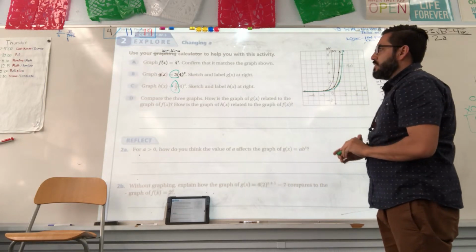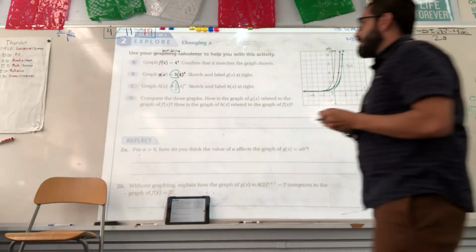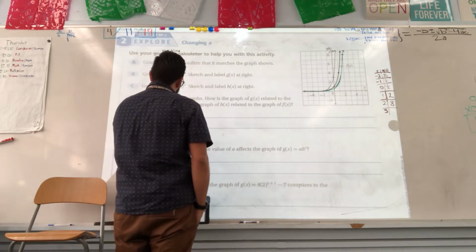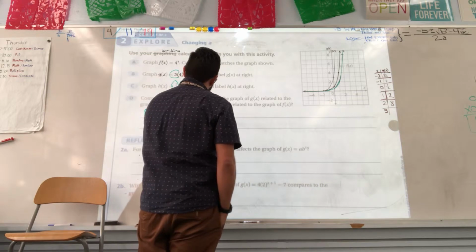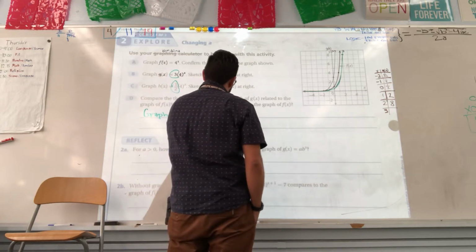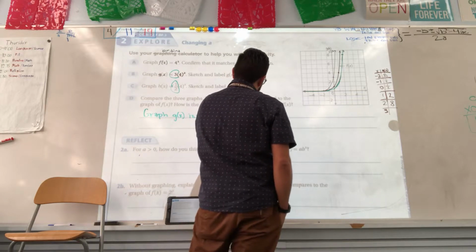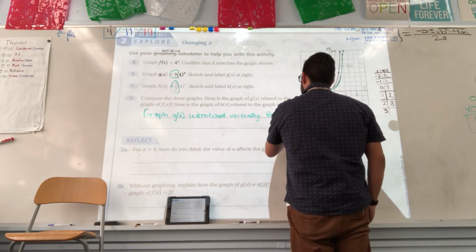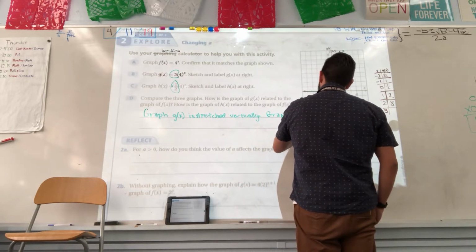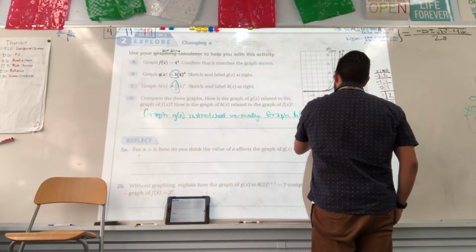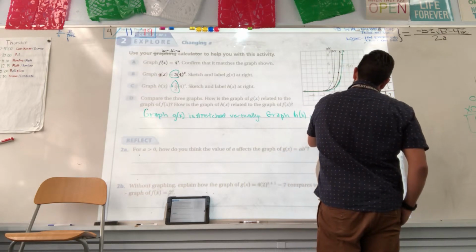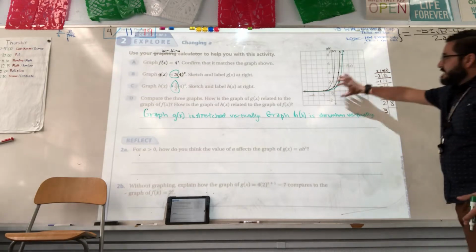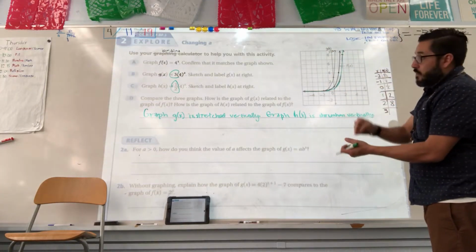Okay, so that's how we do it. Compare the graphs. How is graph g of x related to f of x? All right, graph g of x is stretched vertically, and graph h of x is squished or shrunken vertically. Okay, so it stays in the same place, but we're just smushing the graph down or stretching it up.